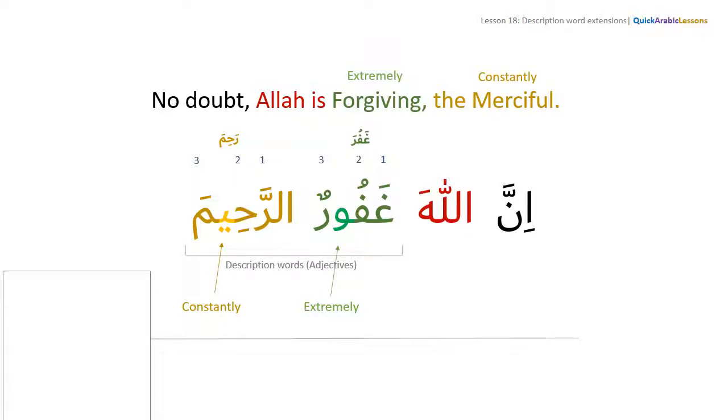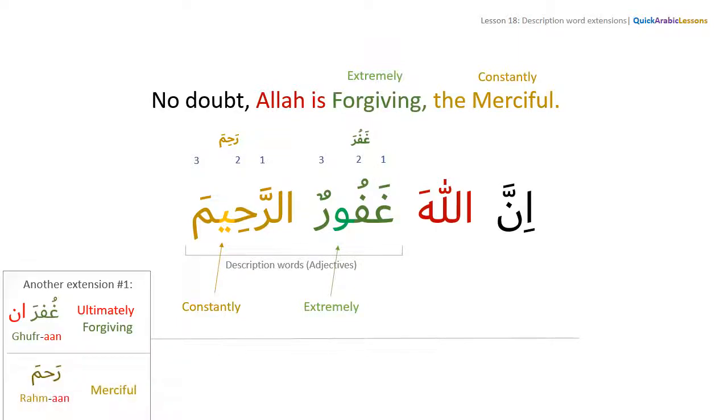Okay, now let's look at another extension that you can add to a description word to enhance the meaning. So for example, the letters Ghain, Fa and Ra again, meaning forgiving, adding an "an" at the end means ultimately forgiving.